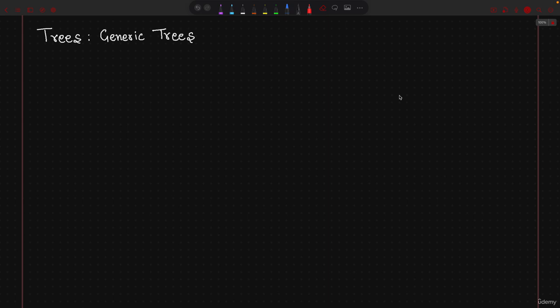So in this module, we are going to start with a new data structure, which is trees. So let's get started. Now, till now, we have learned lots of data structures and understood how data structures are a way to store the data. So we have seen how linked list, array or list, and stack and queues are working.